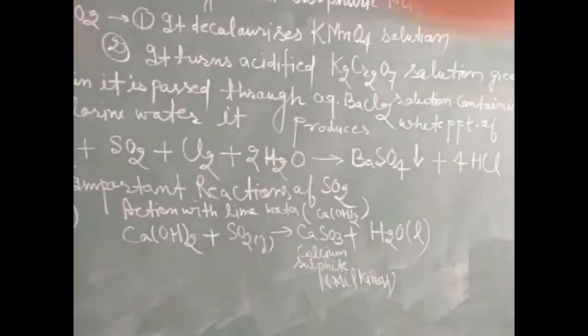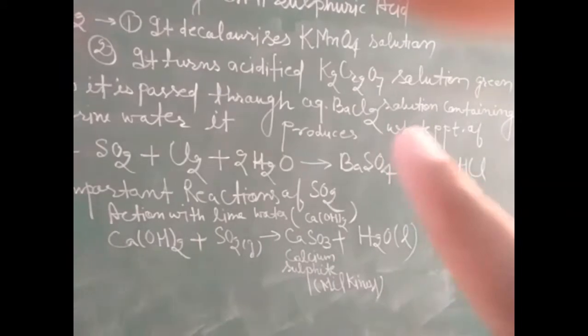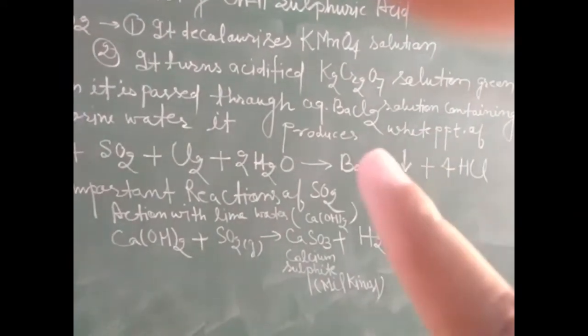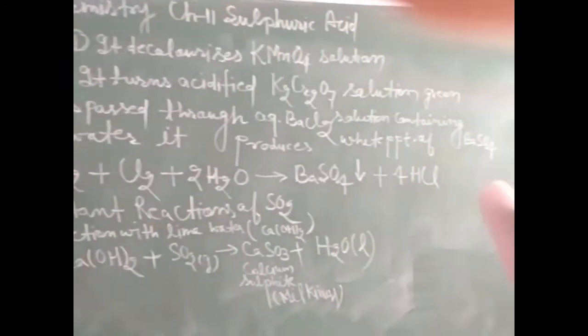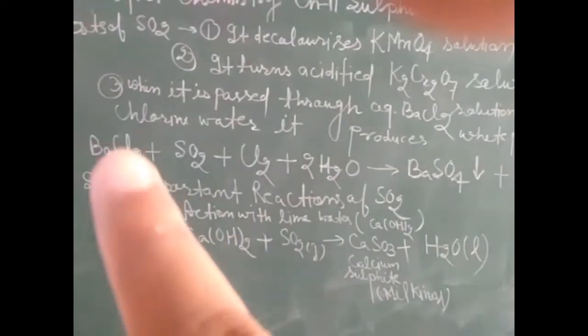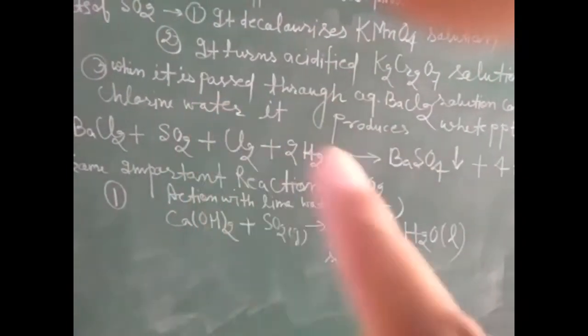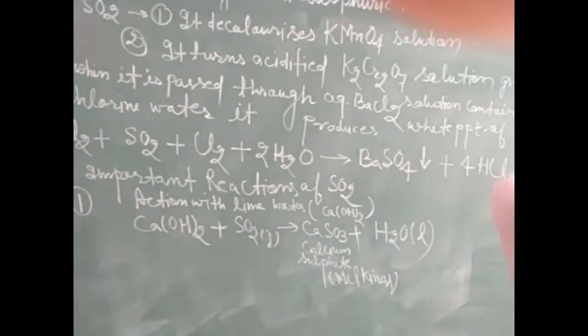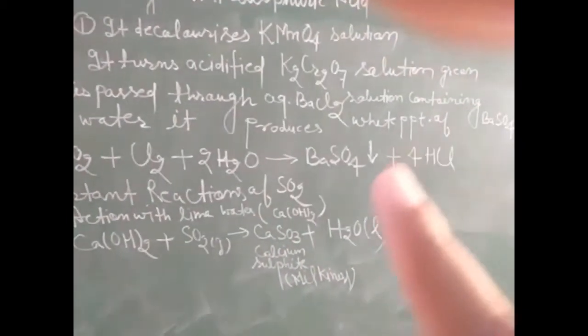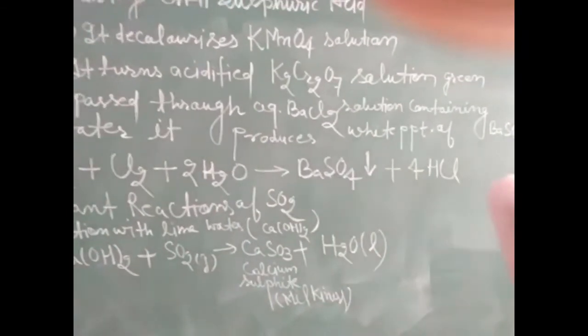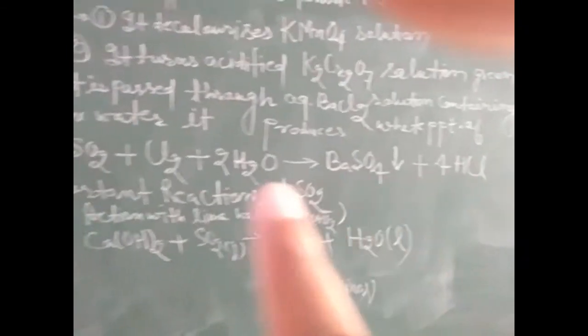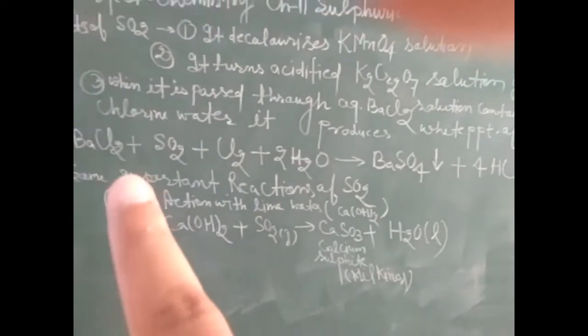So aqueous barium chloride solution, barium chloride solution containing chlorine water in it. Chlorine water means chlorine plus water. It produces a white precipitate of barium sulfate. Now we can watch its reaction properly.